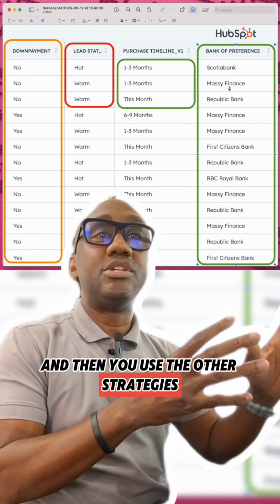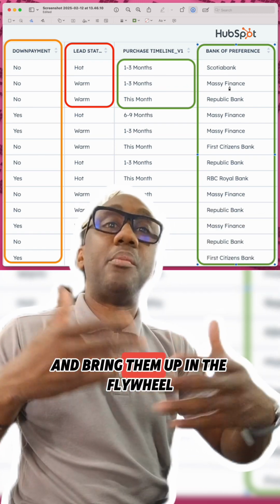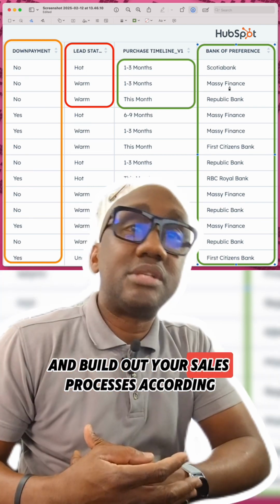And then you use the other strategies to nurture those customers and bring them up in the flywheel and build out your sales processes accordingly.